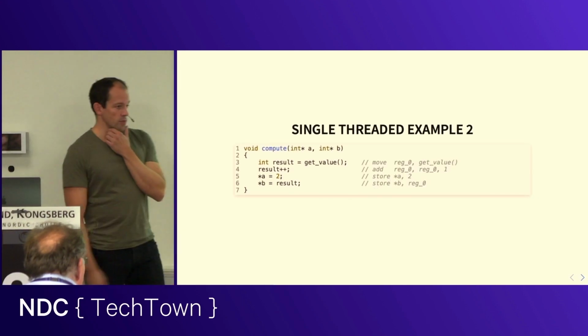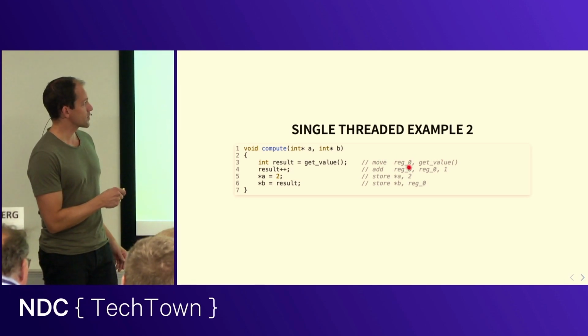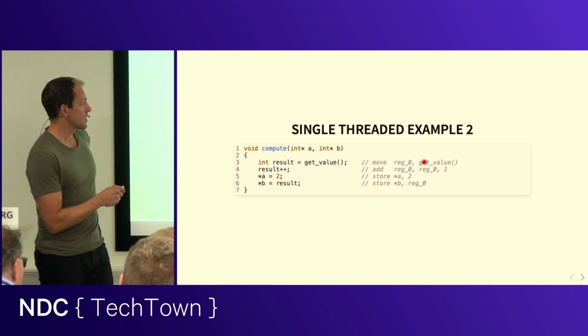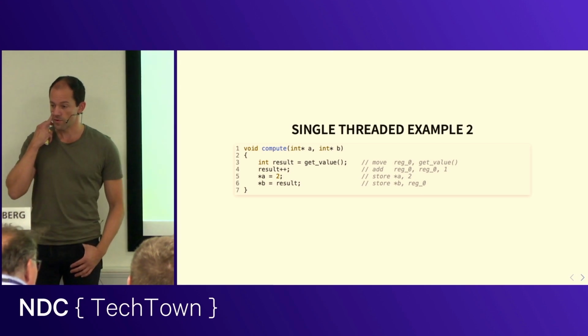And here's some pseudo assembly. This is like super pseudo assembly, like this one instruction, call a function and put it into a register. But it doesn't really matter. The point is that it represents all the instructions that are required to call get value and put it into reg 0. And then you add 1 to that. Then you do the store of 2, and then you do the store of the result.